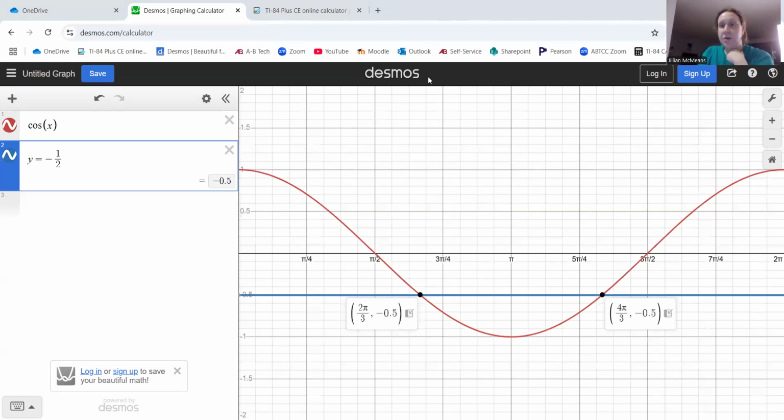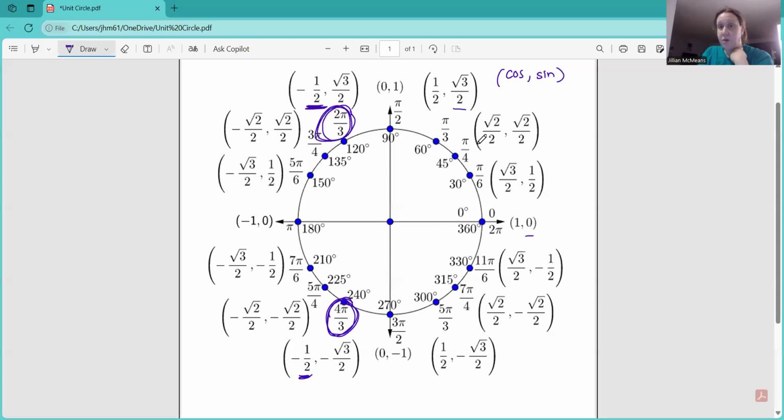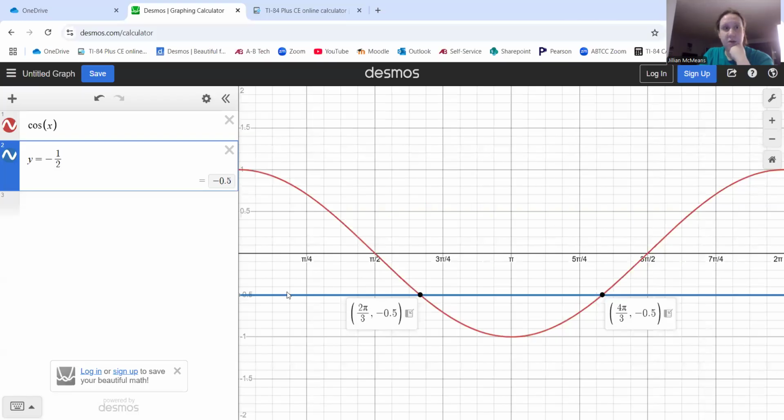On the unit circle, remember, these ordered pairs are always of the form cosine comma sine, meaning the x coordinate corresponds to cosine and the y coordinate corresponds to sine. You can see that at 2 pi over 3 radians, cosine has a ratio of -1/2, and at 4 pi over 3 radians, cosine also has a ratio of -1/2. That's exactly what this graph says: at 2 pi over 3 and 4 pi over 3, we're intersecting the line y equals -1/2.